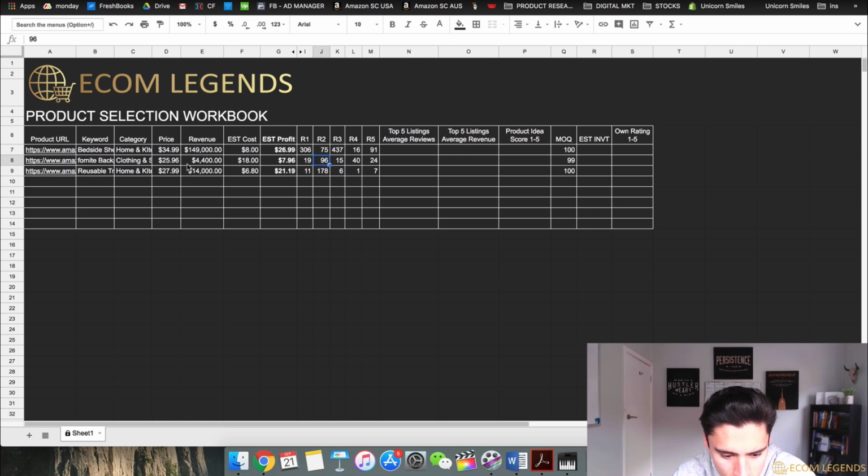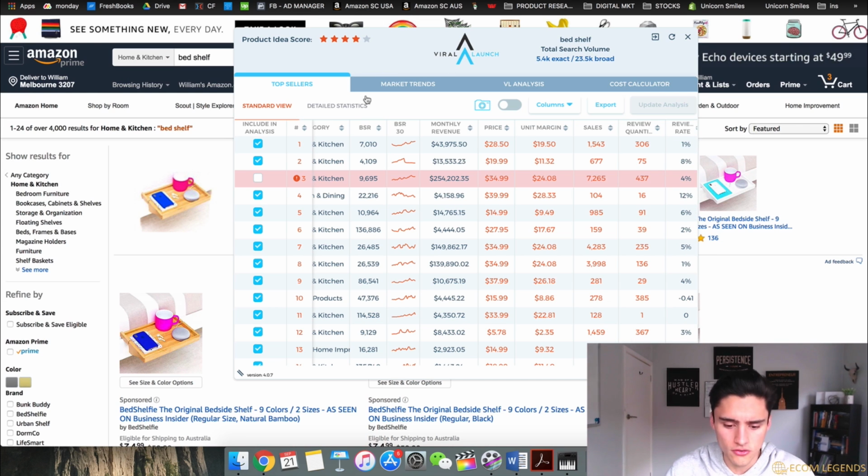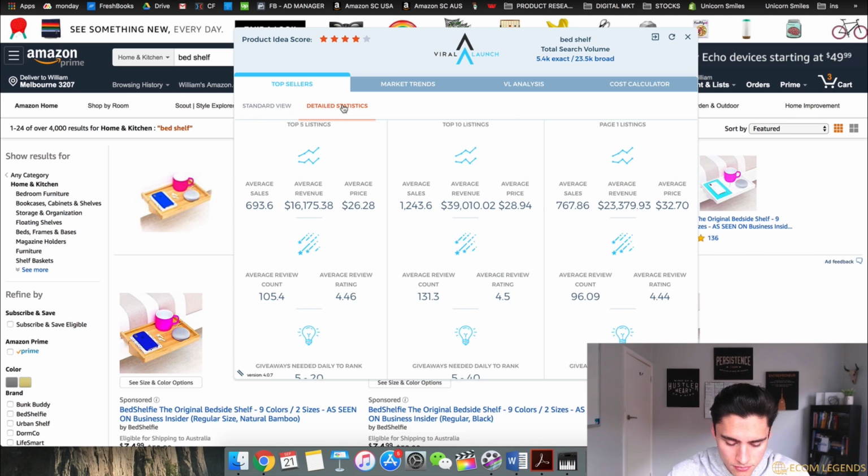As you can see here, Fortnite backpack, very low reviews, guys. So this is a no-brainer. We're not even going to look at it because it's not competitive at all. And the reusable shopping cart bags is not competitive at all either. All right, so we're just going to get the top 5 average reviews of these guys. To get the top 5 average reviews, you can do it manually, but Viral Launch just gives it to you very easily.